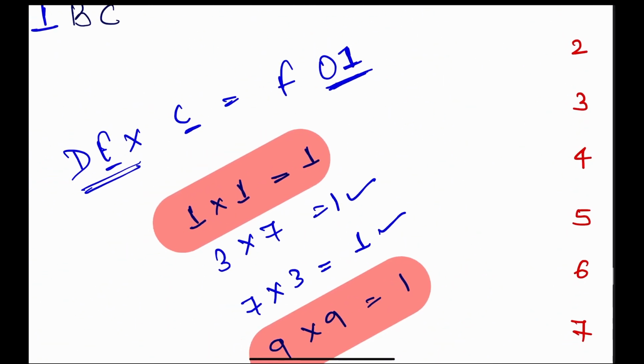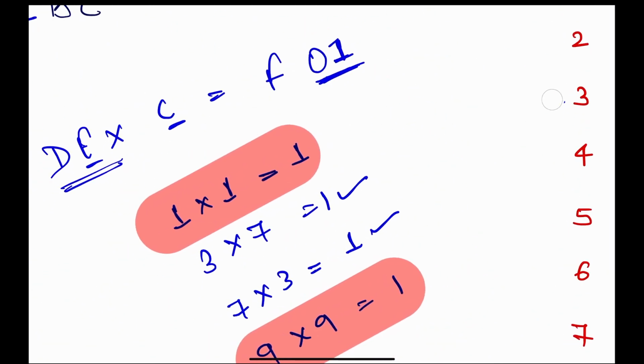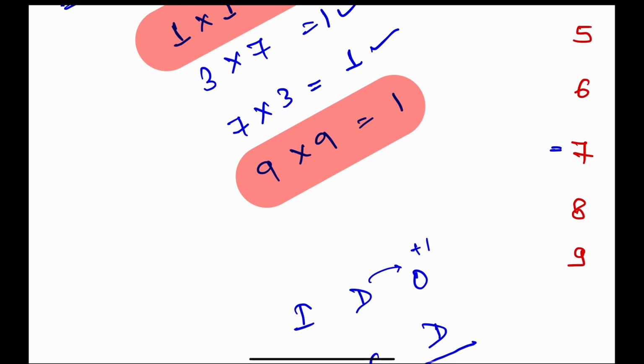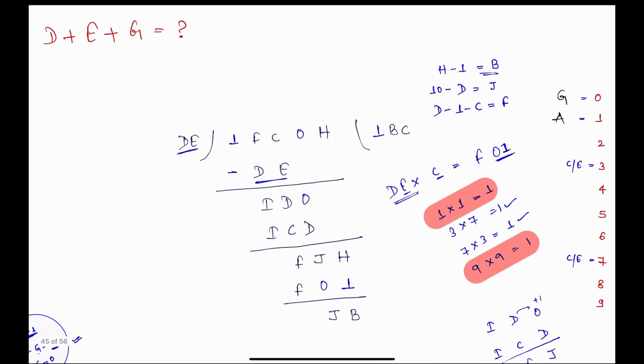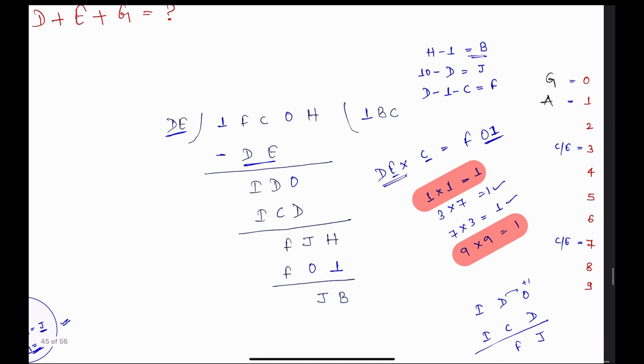So for 3, either it will be C or either it will be E. For 7 as well, either it will be C, either it will be E. So this thing is already been booked.